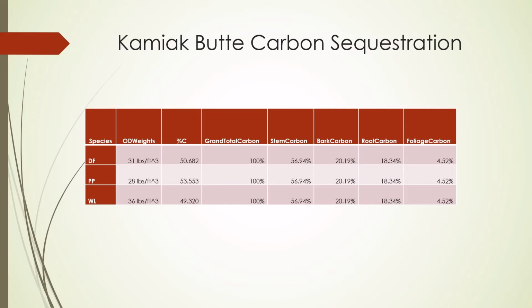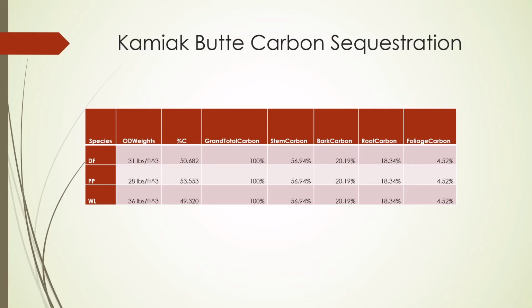Of this total, the Douglas fir captured 366,074 pounds of carbon, the majority of the carbon stored. The western larch captured 37,755 pounds of carbon, and the ponderosa pine captured a total of 18,214 pounds of carbon. Per tree, the ponderosa pine sequestered more carbon than the other trees, storing 53.5% of its dry biomass as carbon. The Douglas fir captured only 50.7%, and the western larch captured 49.3%.